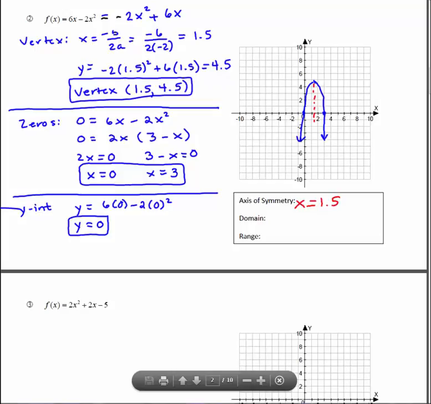The domain, once again, is always going to be all real numbers for these parabolas. And the range, in this case, I have a largest y value. There are no y values bigger than 4.5. So my y's go from negative infinity to a maximum value of 4.5.